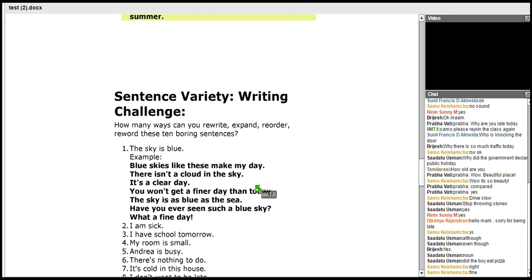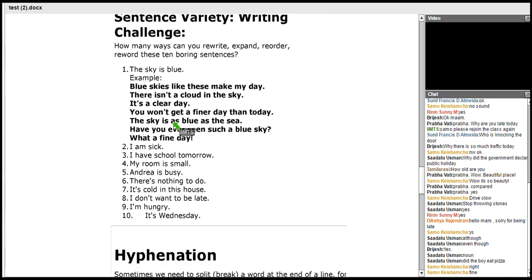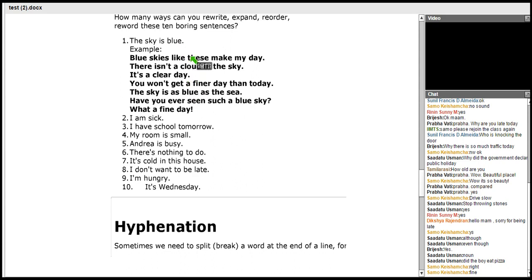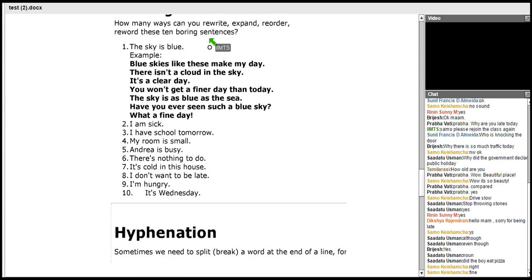Now, you have to rewrite these sentences, you have to expand them, you have to rearrange them. Okay, these 10 sentences are very boring. Okay. Now, let me give you an example of how you need to do this exercise. See, blue sky: the original sentence is the sky is blue.